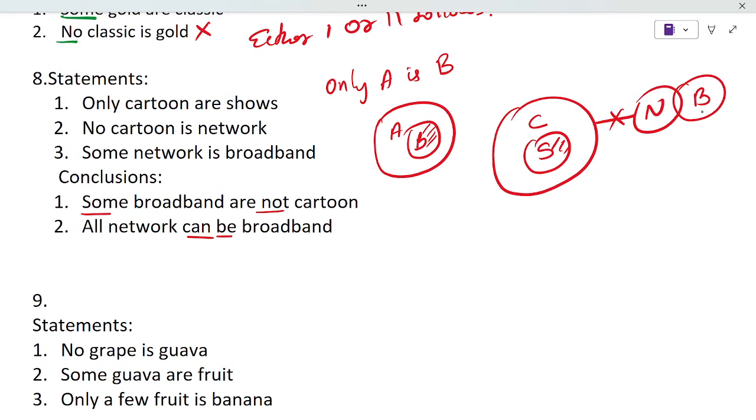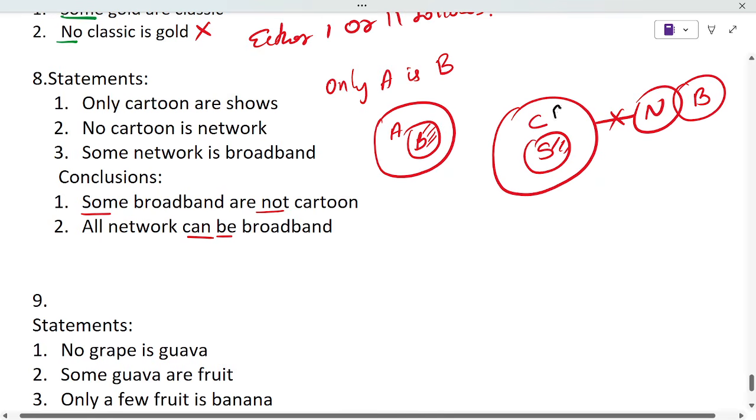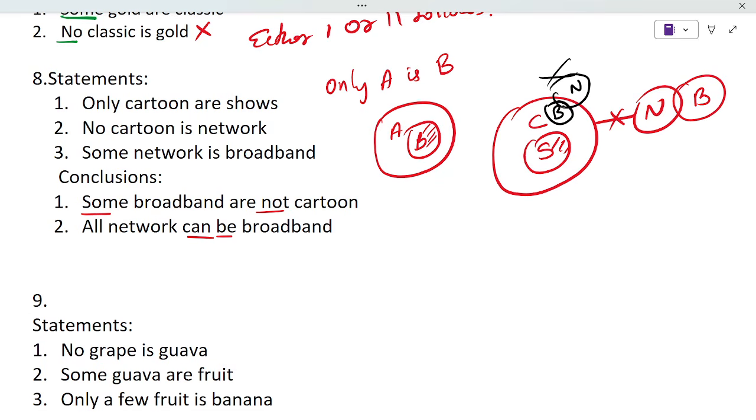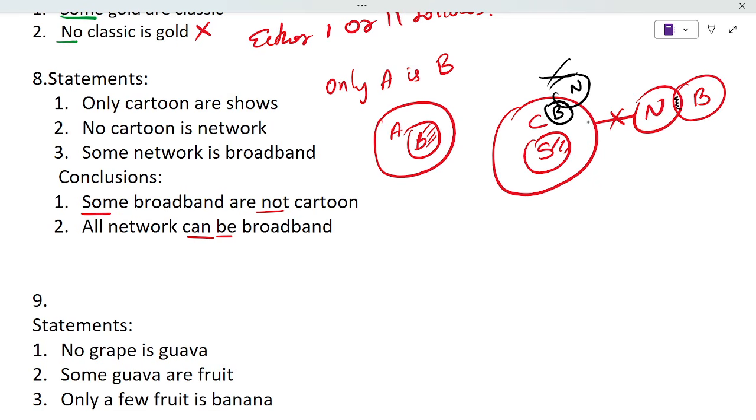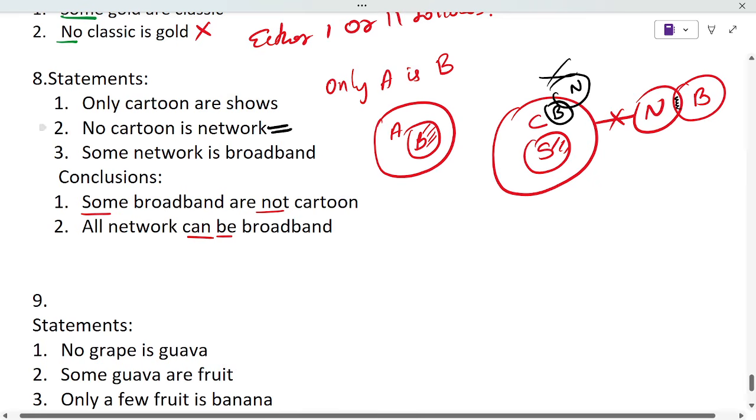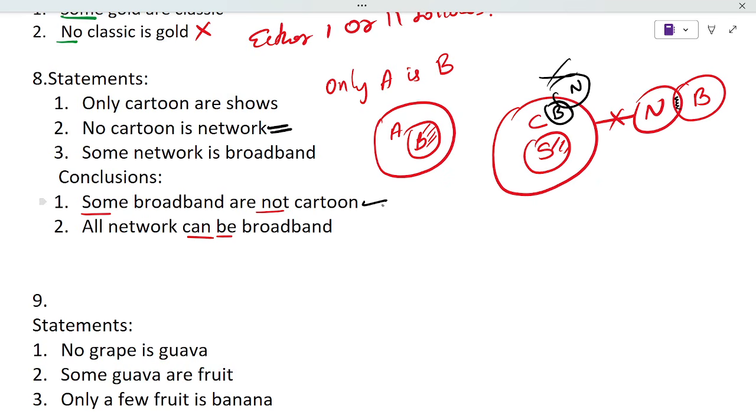Broadband is here. Cartoon cannot contain broadband fully. This is not possible. Why? Because if broadband goes completely inside cartoon, some part of the network also we're taking inside. And in the statement, it's clearly mentioned that no network is garden. So garden and network cannot touch. So if they cannot be inside, answer is what? True.